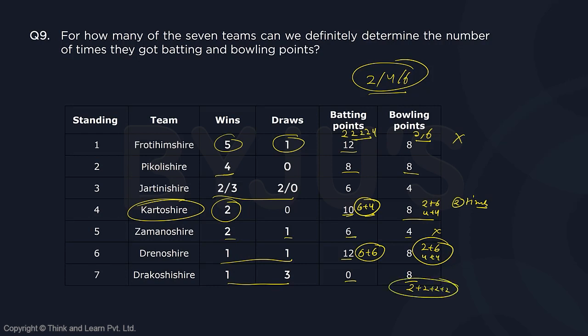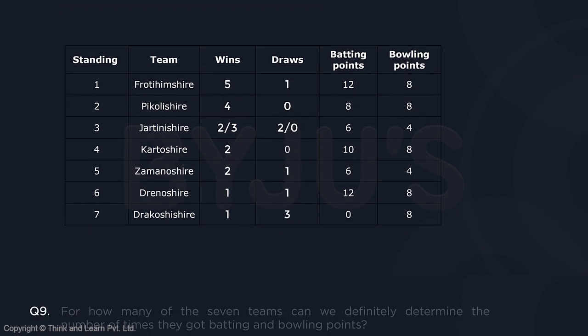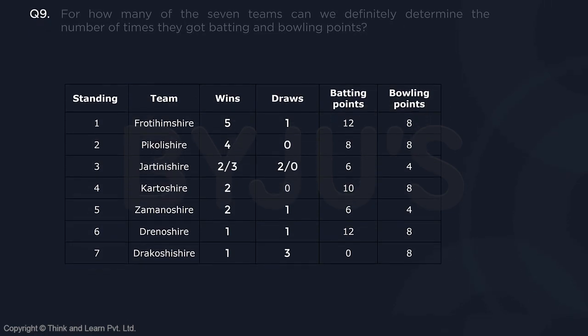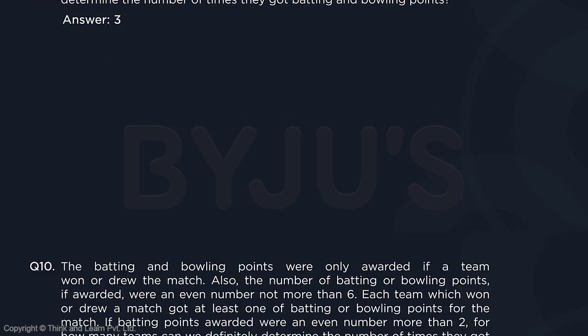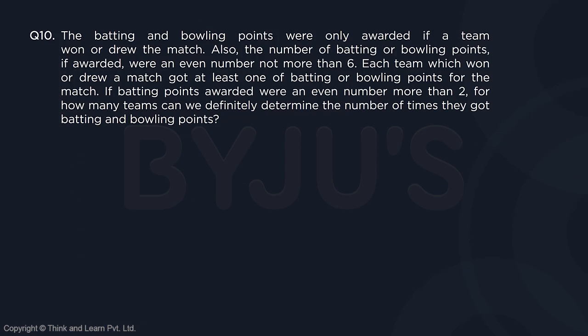For this also I can be sure that they do not get batting points, and the bowling points were awarded 4 times. So how many teams? 3 teams. For 3 teams I can calculate the number of bowling and batting points they got, the number of times, right? The batting and bowling points are awarded only to a team, or the same, each team won or drew a match.